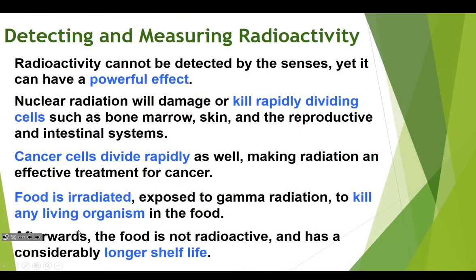All right, so detecting and measuring radioactivity. Radioactivity cannot be detected by the senses. You can't see it, you can't feel it, you can't touch it, but it still has a very powerful effect. Nuclear radiation will damage or kill rapidly dividing cells. So that's why we like it for bugs. It'll also do that for humans in bone marrow, skin, and the reproductive and intestinal systems.